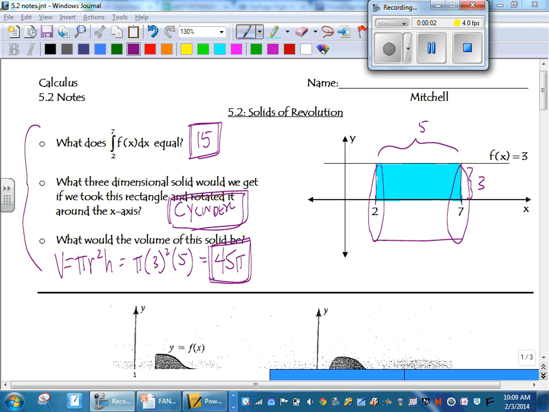So first one should be easy. The definite integral from 2 to 7 of f of x dx is just the area under that line. We end up with that blue rectangle. So it's 3 times 5, we get 15.